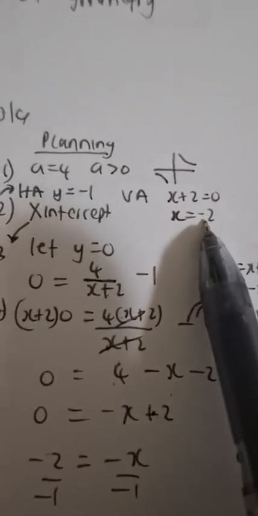Second, a vertical asymptote is x is equal to -2. Where's -2? X is equal to -2. That's here. So what do you do? There you have it. Then you label it. X is equal to -2.